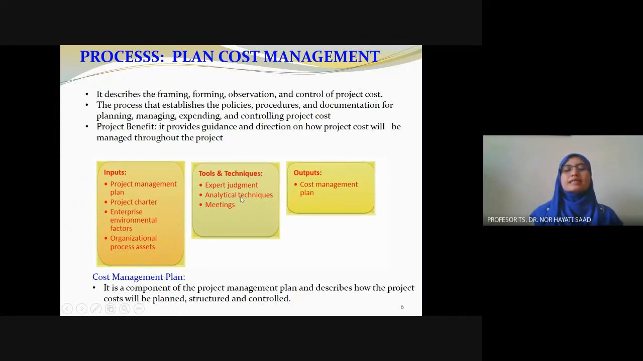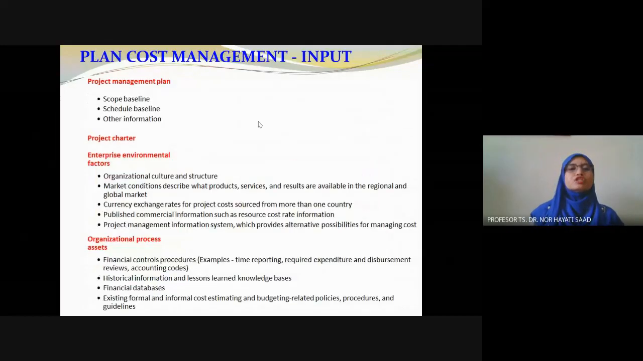The tools and techniques: of course, by meeting we have expert judgment and also analytical technique. As for the project management plan, as I mentioned, the scope baseline, schedule baseline, and other information. Because the moment we do the costing planning in detail, normally we are already clear on the scope baseline and the schedule baseline.